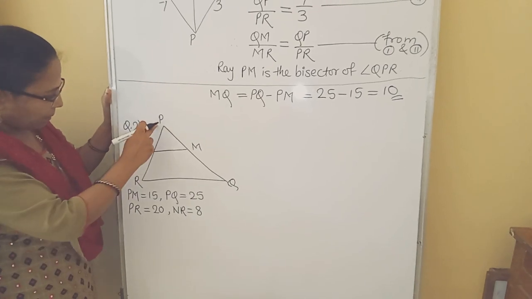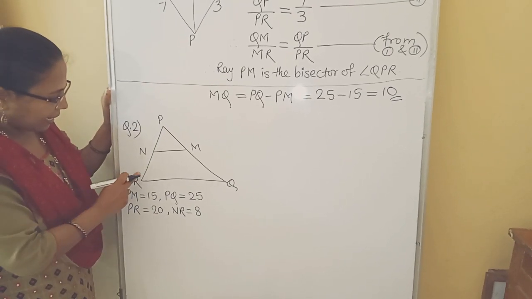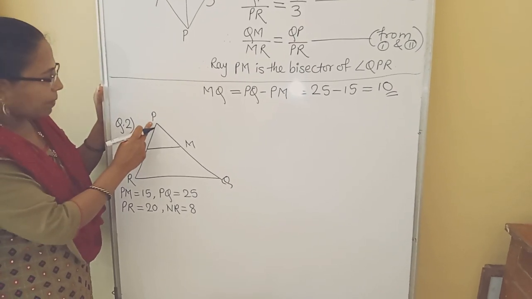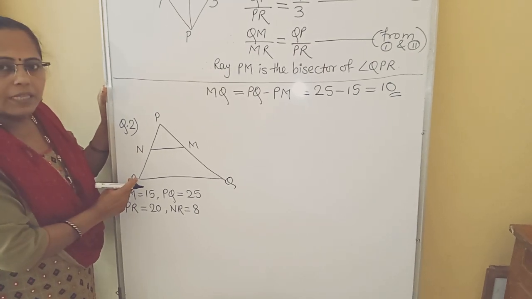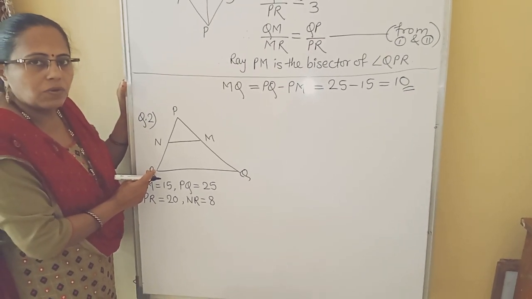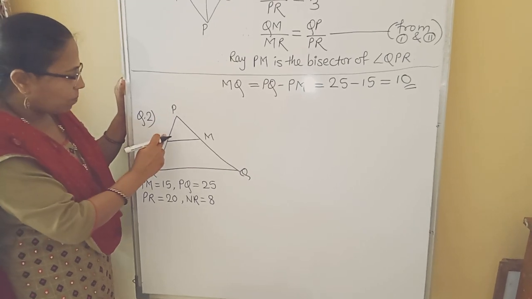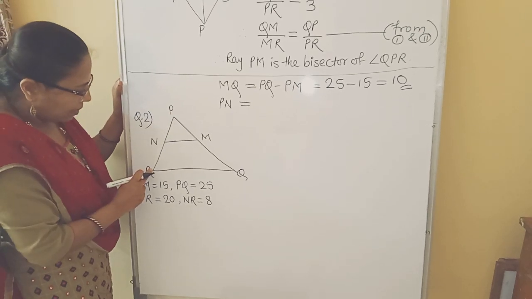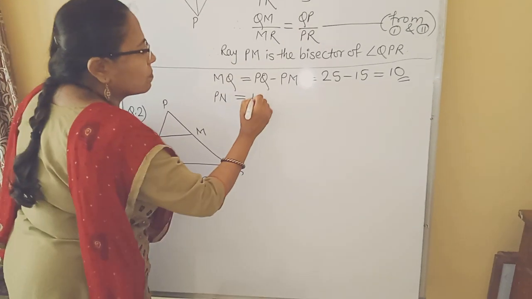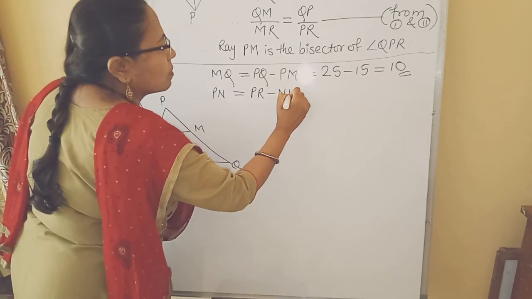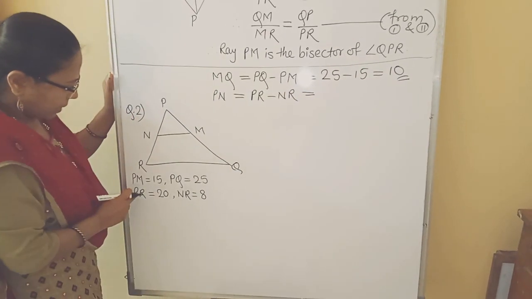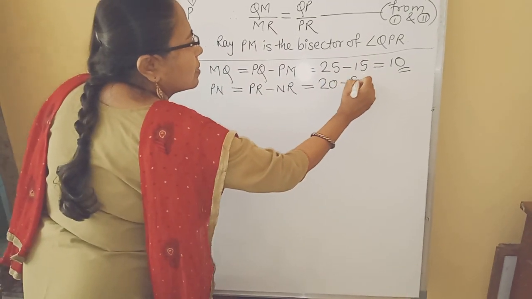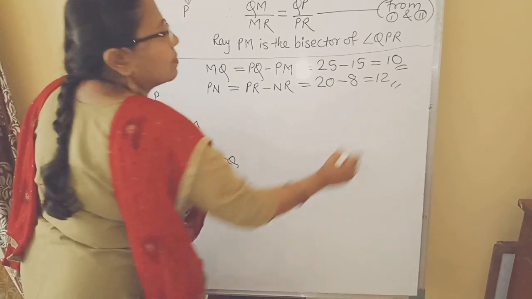Similarly, here PR is given 20 and NR is given 8. So we have to find out PN. Here P, N and R, these points are on the same line. So using betweenness, we will find out PN. PN is equal to PR minus NR. PR equal to 20, NR equal to 8. 20 minus 8 is equal to 12.